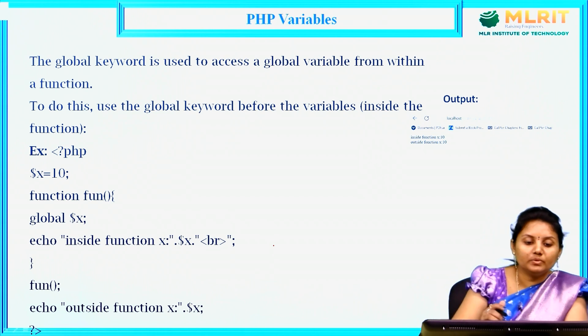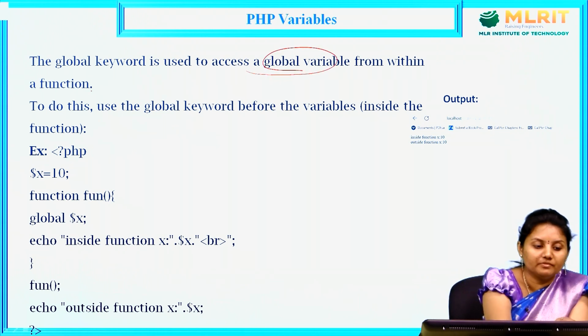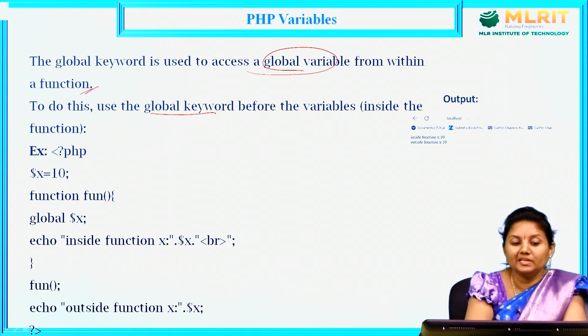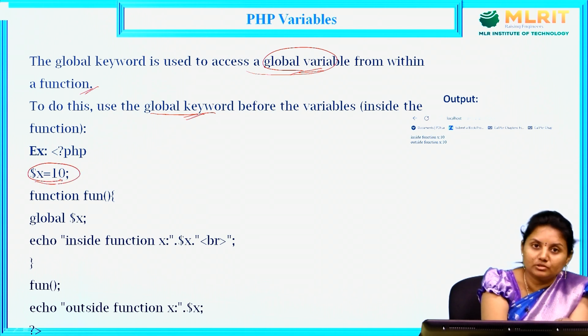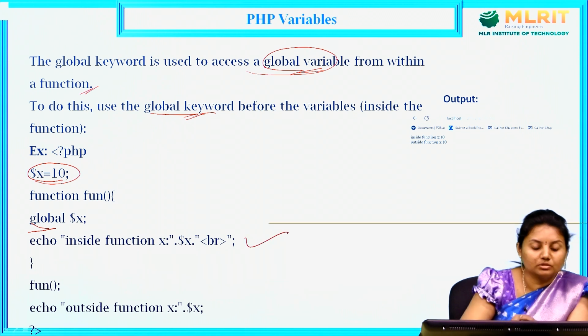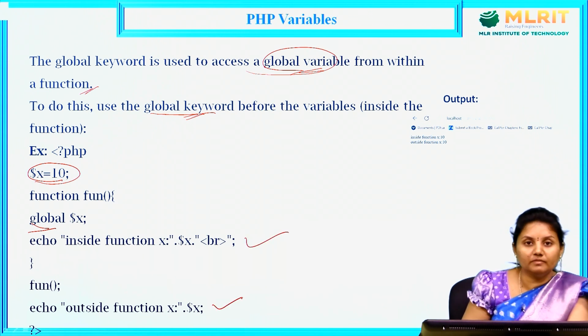The global keyword is used to access a global variable from within a function. To do this, we use the global keyword. With the global keyword, you can access a global variable from within the function. Here you have declared x equals to 10 outside, but even though it is outside, if you give global within the function, then this also will get executed, and this also will get executed.